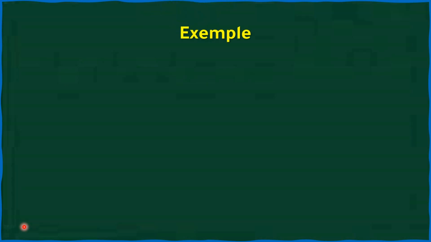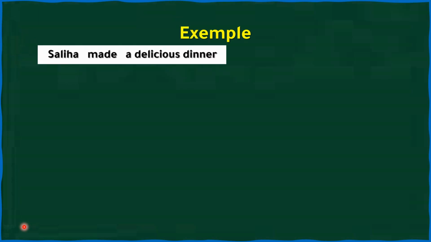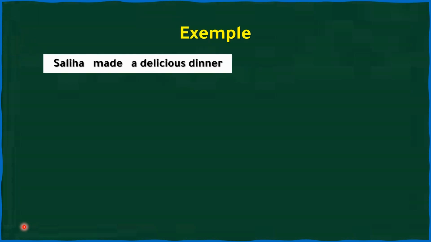Here is another example. Saliha made a delicious dinner. What are the components of the sentence? We have Saliha. Saliha is the subject of the sentence.